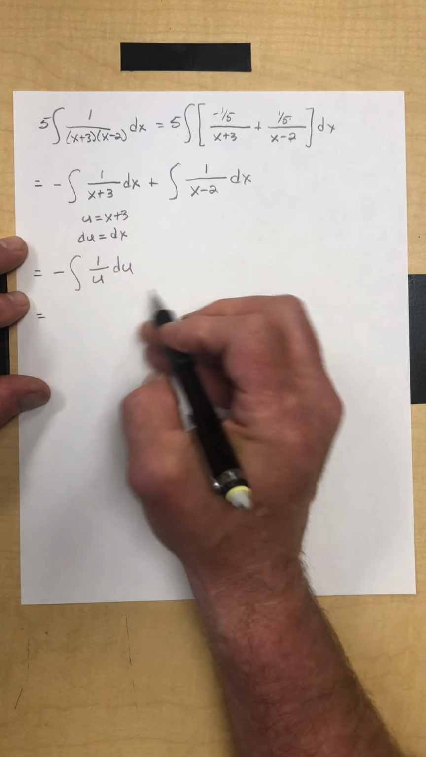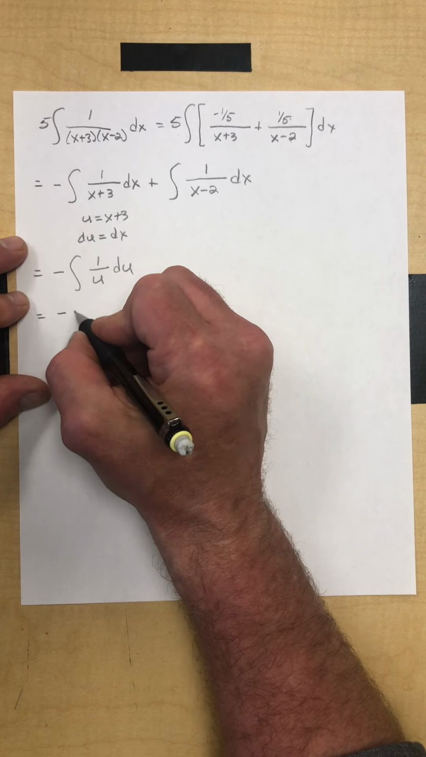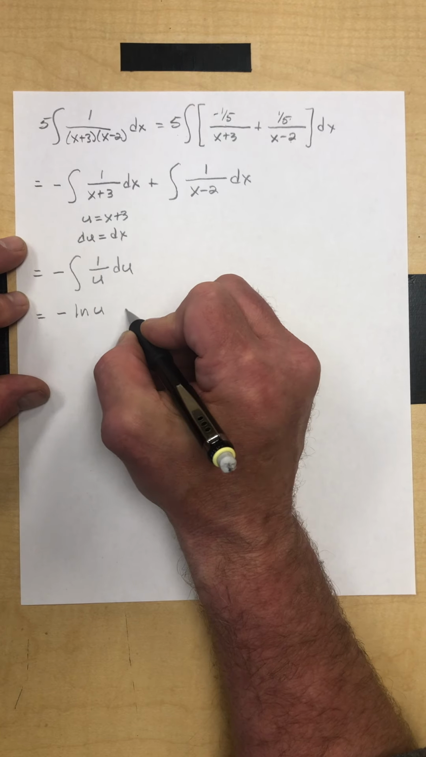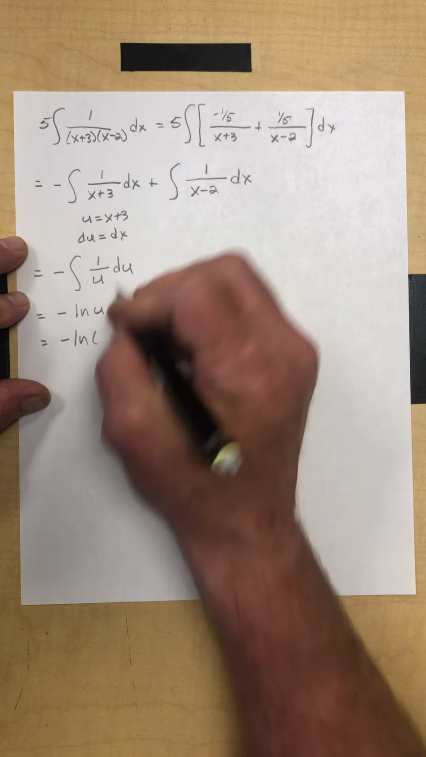Well, when we integrate 1 over u du, we get the natural log of u. So this is the opposite of the natural log of u, which will end up giving me the opposite of the natural log of x plus 3.